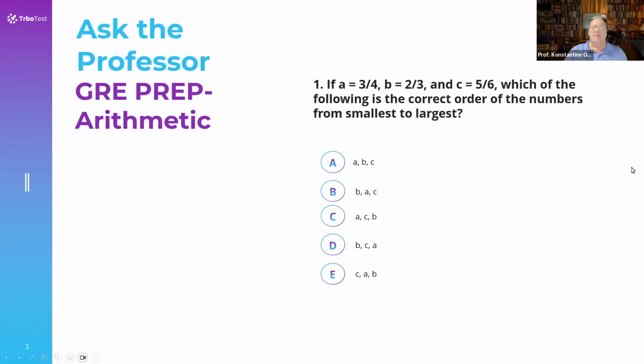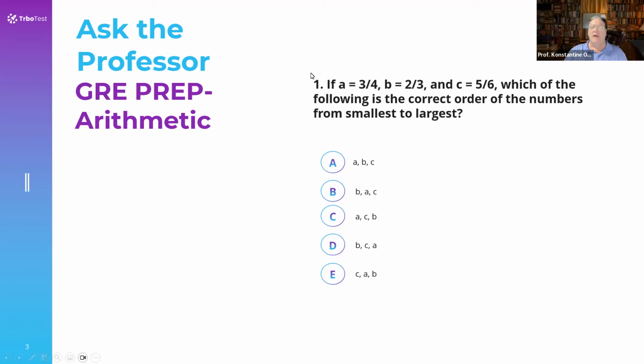The first question that was submitted on the arithmetic section of the GRE is, if A equals 3/4, B equals 2/3, and C equals 5/6, which of the following is the correct order of the numbers from smallest to largest?